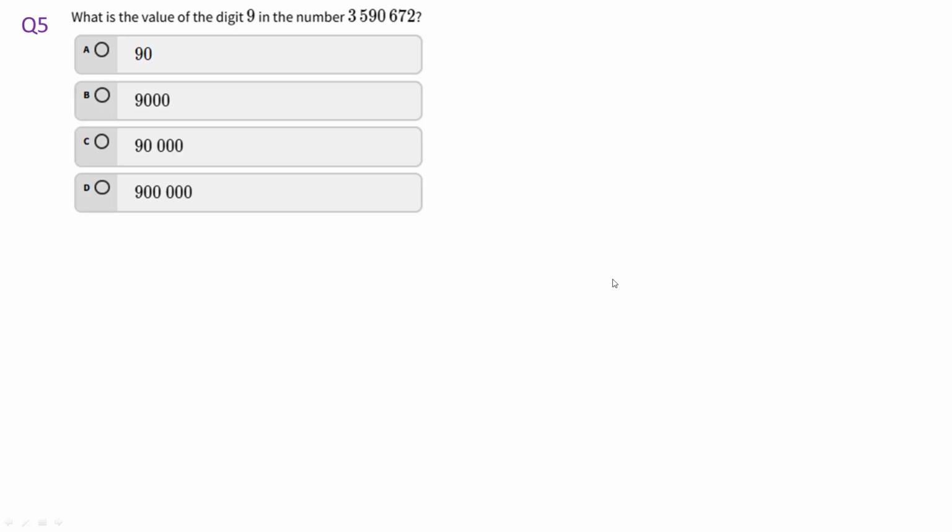Last question, number 5. What is the value of the digit 9 in this number? This would be 3,590,672. So you see the 9 is, pointing the wrong one, is 90,000. So C is the correct answer for question number 5.